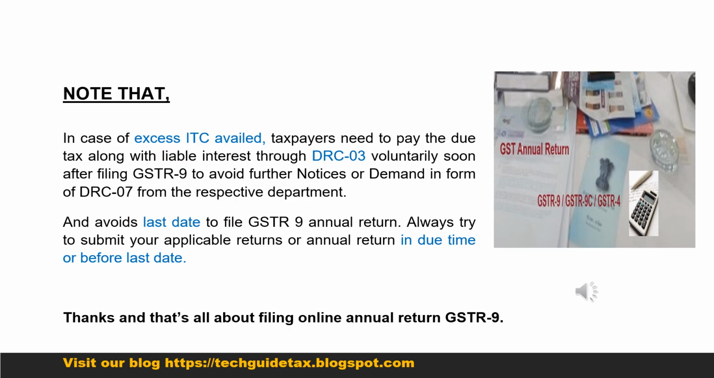Note that, in case of excess ITC availed, taxpayers need to pay the due tax along with liable interest through DRC-03 voluntarily soon after filing GSTR9 to avoid further notices or demand in the form of DRC-07 from the respective department. And avoid missing the last date to file the GSTR9 annual return. Always try to submit your applicable returns or annual return in due time or before the last date.